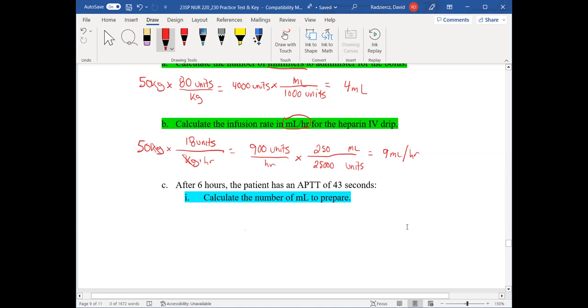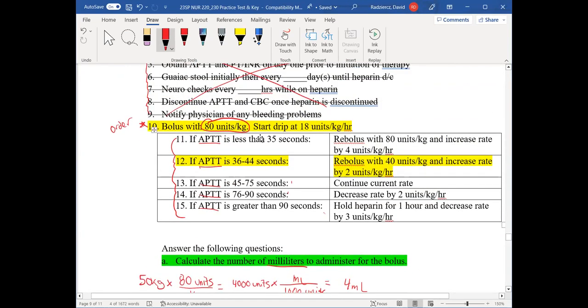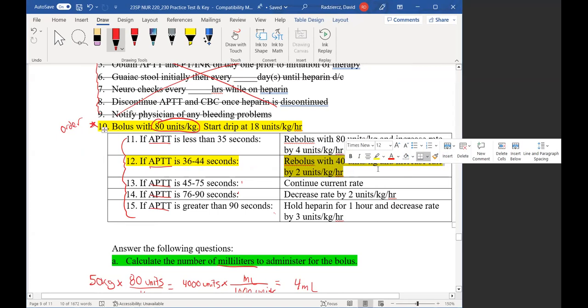The next variation is basically the same thing. It's just that we're going to follow slightly different directions. So it says after 6 hours, we take an APTT, so we're reassessing the patient, and it's 43 seconds. We're going to look in our table here, and we have some different APTT times, right? And so we look for the one that fits what we're looking for. So 43 seconds goes in between 36 and 44. So we're going to follow the steps listed for that particular APTT.